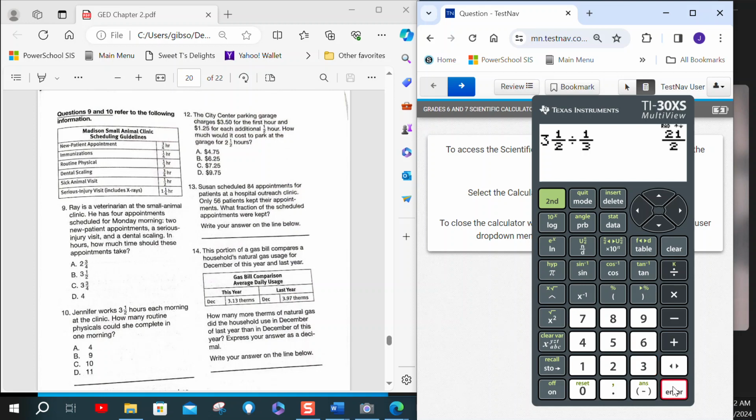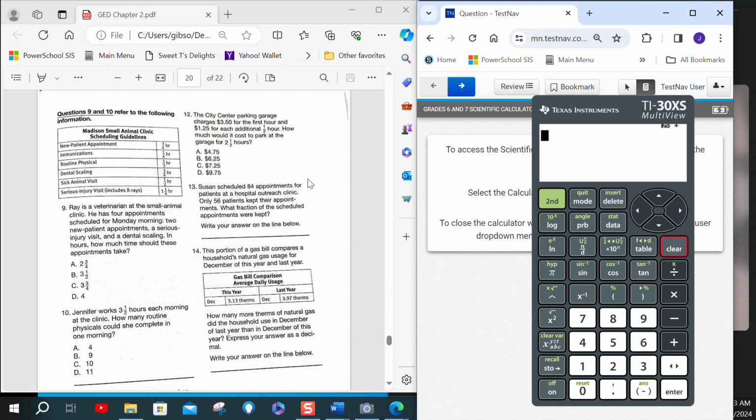So it's 21 over 2. But they said how many could she complete in one morning? So that means we're trying to get the whole number answer. So we would take this, press second, and then the x10 to the n, enter. So she actually could complete 10 in the morning. So that would be your answer. It'll just be 10. Okay, now we're going to clear.